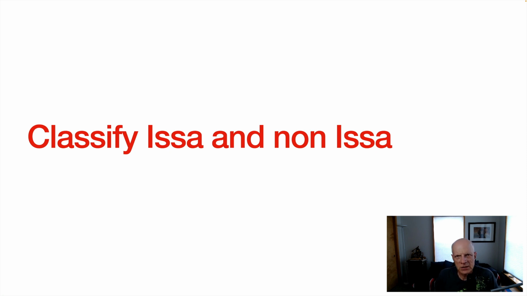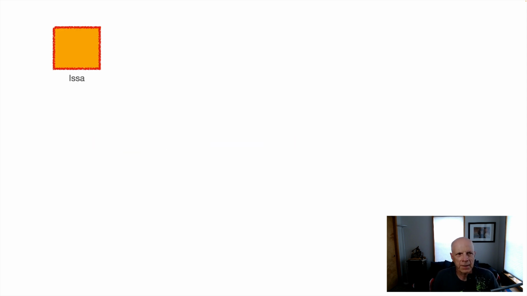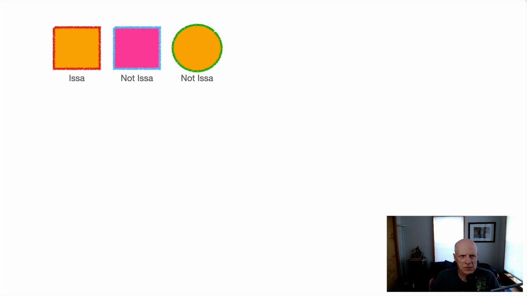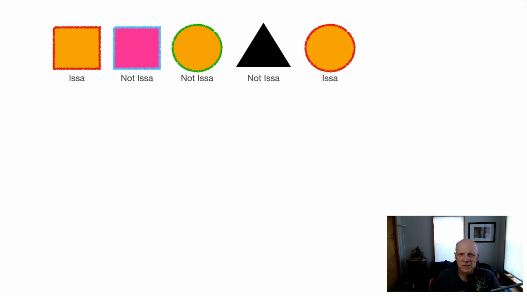Hi everyone. We're going to start with a game where we're going to learn to classify objects that are ISA and non-ISA. In order to do this, we're going to train ourselves to make this classification using some examples. So here's an example. This is an ISA, and this is not an ISA. This is not an ISA, and this is not an ISA. However, this is an ISA, and this also is an ISA.